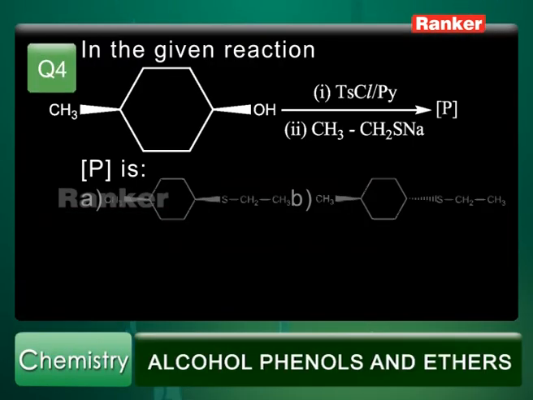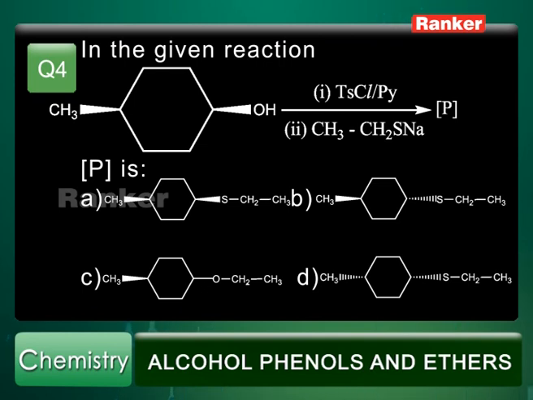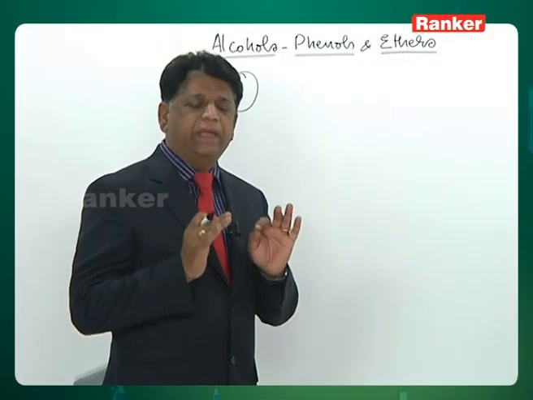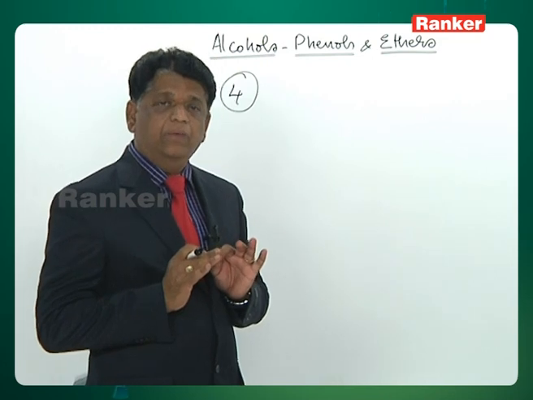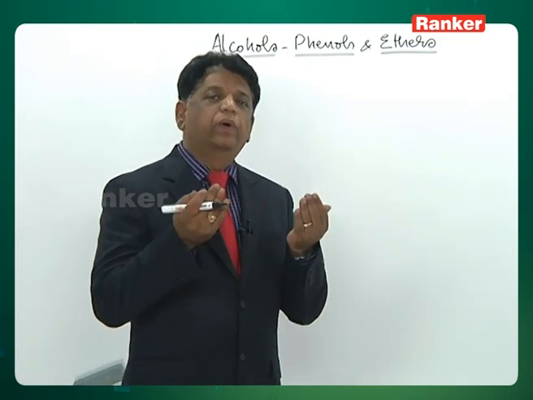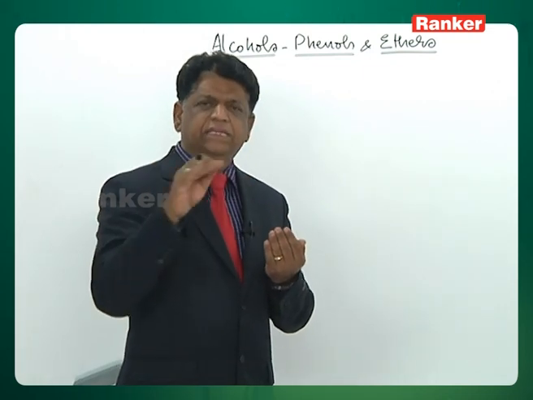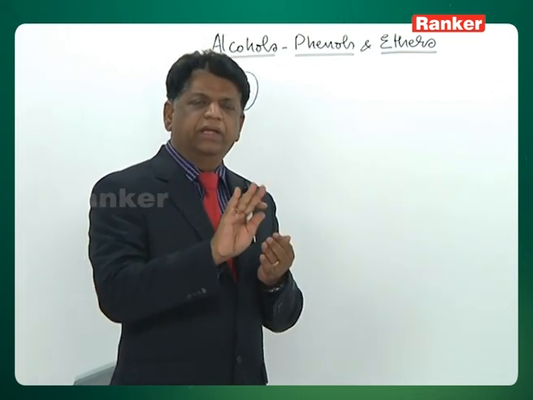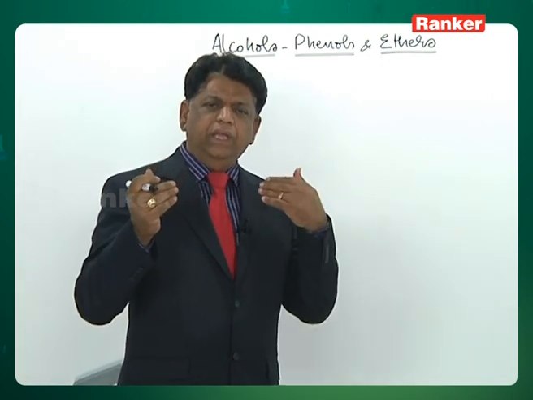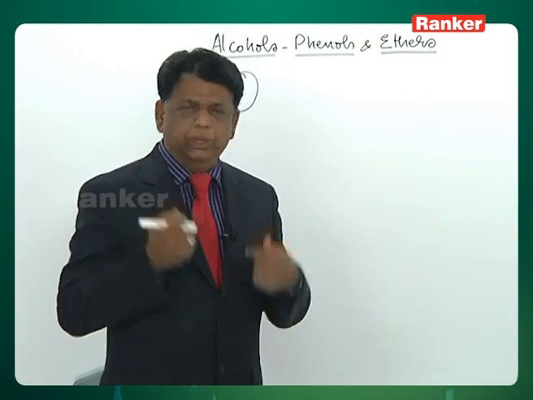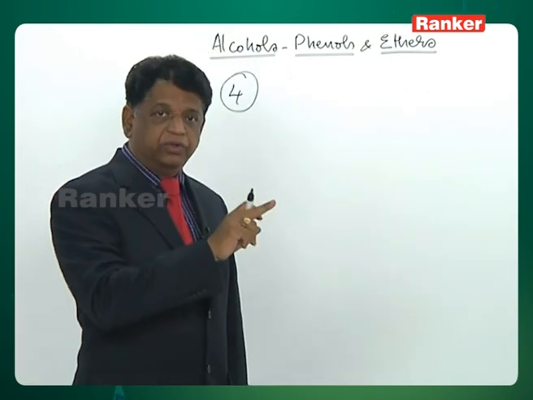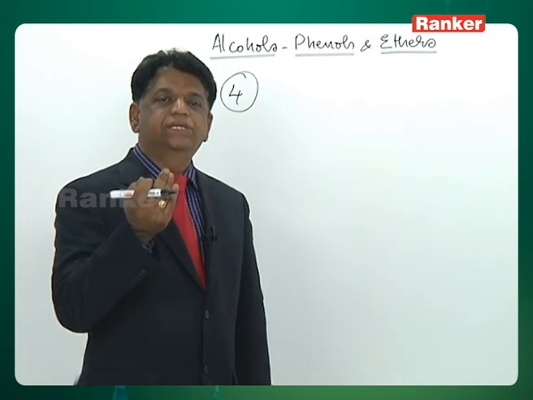The question is, there is a cyclohexane containing one methyl and one OH on the sides. Both are shown with dark lines, which means both are on the same side. You have to take it for granted that both are towards me. The cyclohexane will actually have a chair form and a boat form, leave that. But take it for granted that the ring is a plane and the two groups, CH3 and OH, are towards you. With reference to the methyl, the OH is towards me.